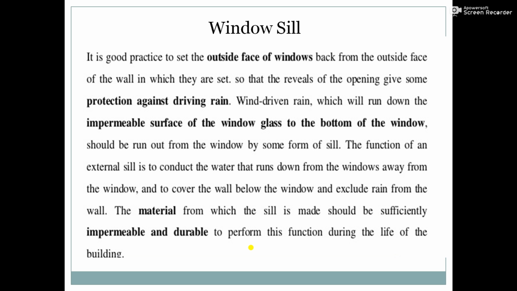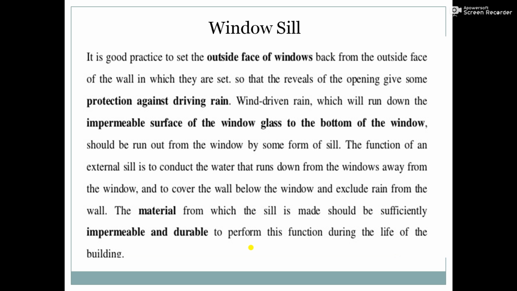The next part of the structure is the window sill. Whatever part of the window is below the opening is known as a window sill. It is a good practice to set the outside face of the windows back from the outside face of the wall in which they are set, so that the reveals of the opening give some projection against the driving rain, wind driven rain, which will run down the impermeable surface of the window glass to the bottom of the window, and should be run out from the window by some form of seal.